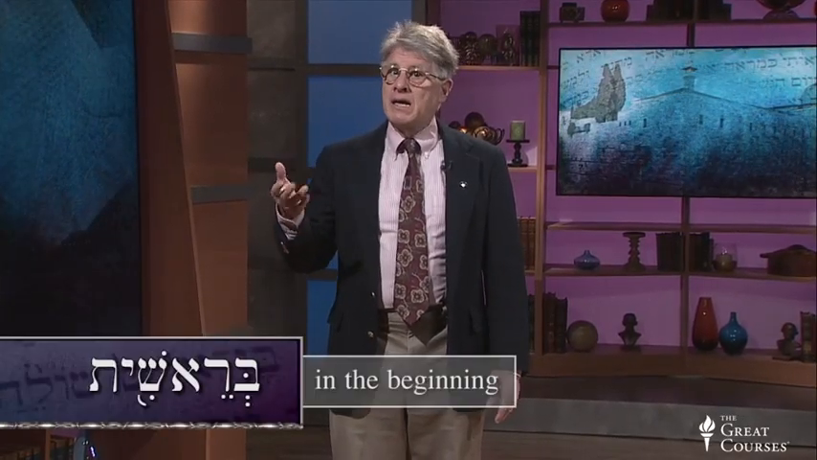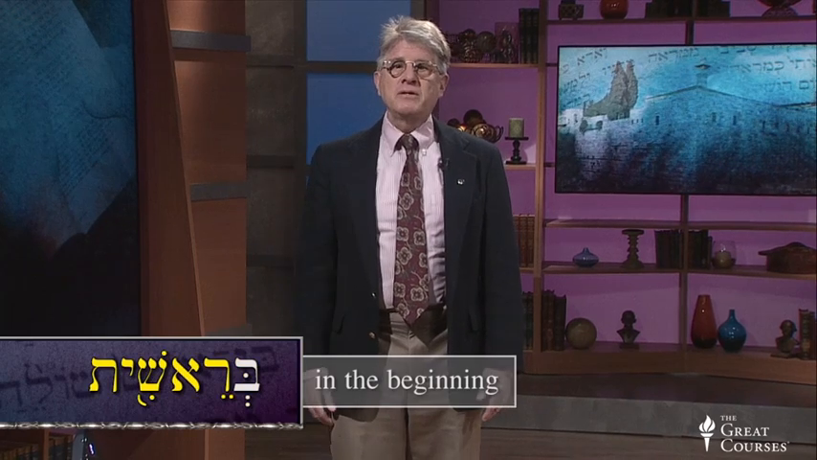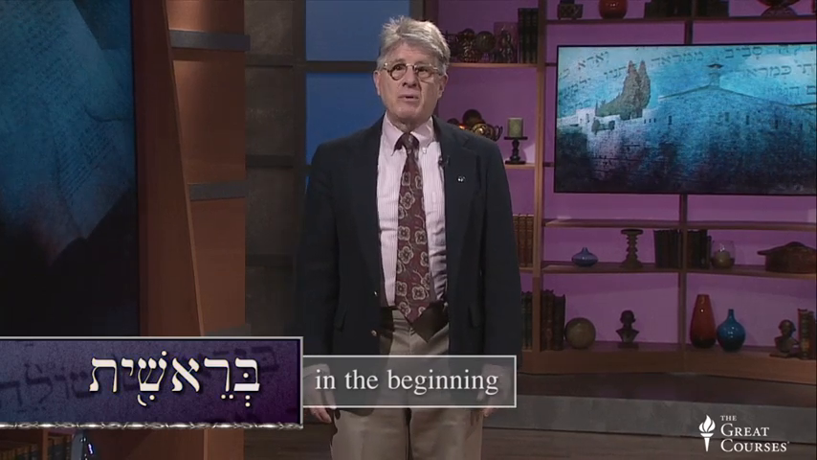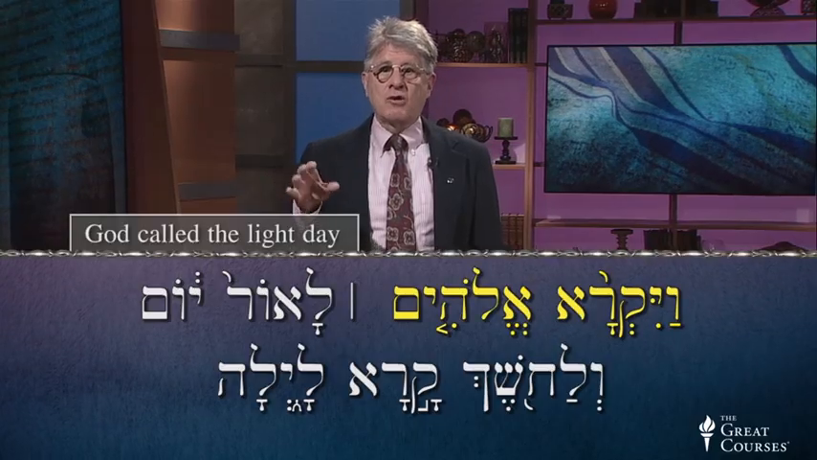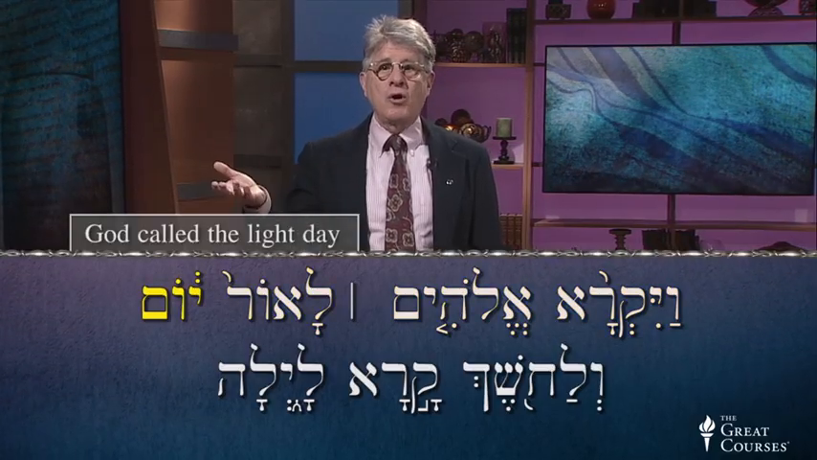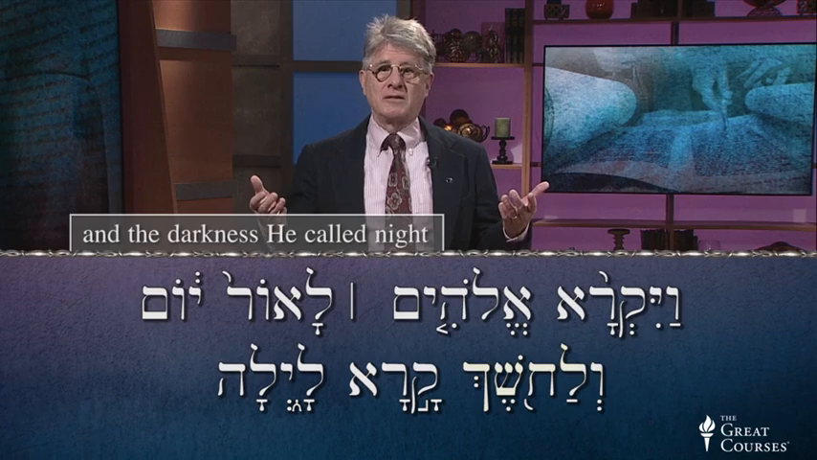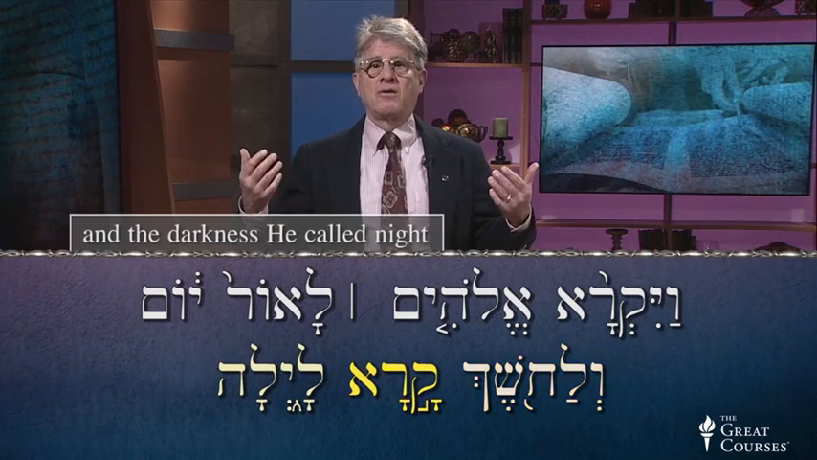We've actually seen two of these prepositions already. If you think about in the beginning, bereshit, you'll realize that the bet that begins the Bible is actually our preposition be, in. And in verse 5, where God names the light and the darkness, we've seen le, because the Hebrew idiom for calling something by name is to call to it, kara le. So, God called the light day, vayikra Elohim laor yom, and the darkness he called night, ve'lachoshech kara laila.